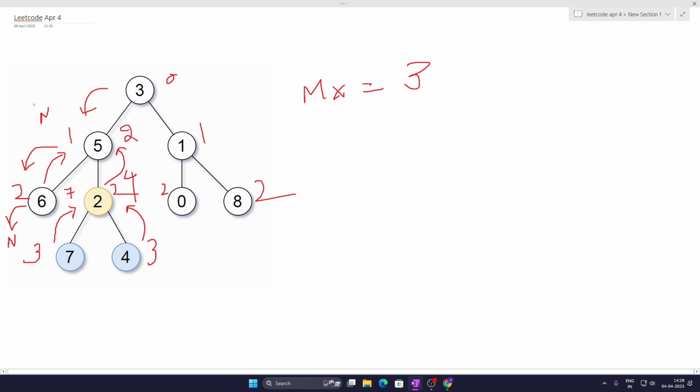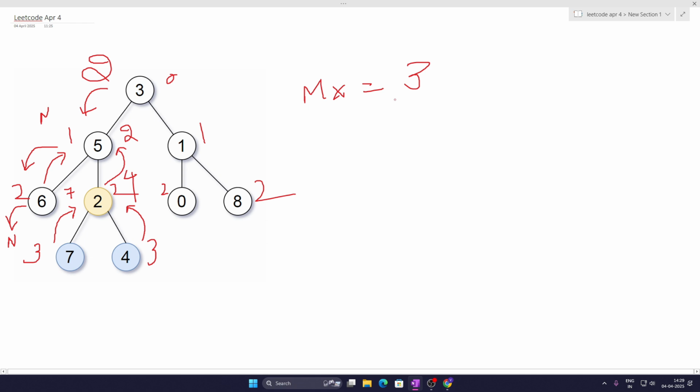At 5, we got two values. One is null and another is 2. Obviously, we will return the not null value, so we will return 2 to its parent. So at the root now we are having one value, that is 2, and we will check for its right subpart. The right subpart is 1.